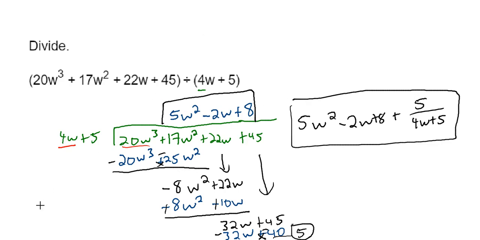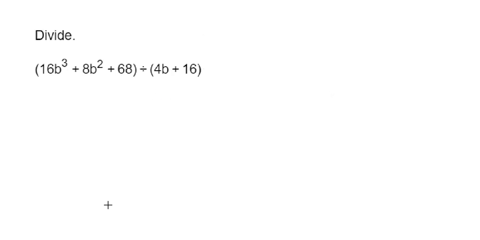All right, let's take a look at the next example. Here we have 16b to the third power plus 8b squared plus 68, divided by 4b plus 16. We'll set this up the same way we did the last couple of examples. We're going to use long division.